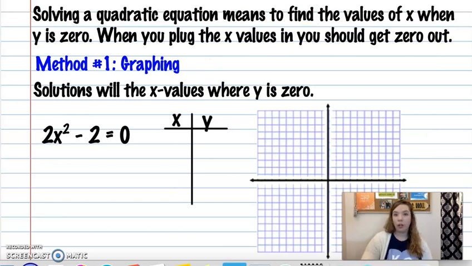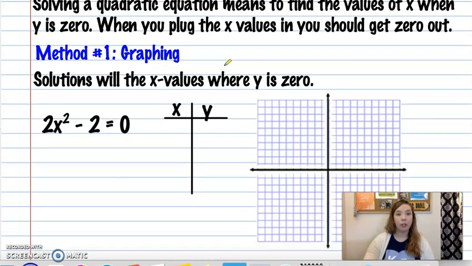So solving a quadratic equation means to find the values of x when y is 0. When you plug the x values in, you should get 0 out. So that's what it means by solving. What are the numbers? And there should be, for most problems, 2 solutions that make the x value 0. So there are cases where you'll only have 1 or sometimes none, which we will cover as well, but most of the time you're going to get 2 x values that make your equation 0.